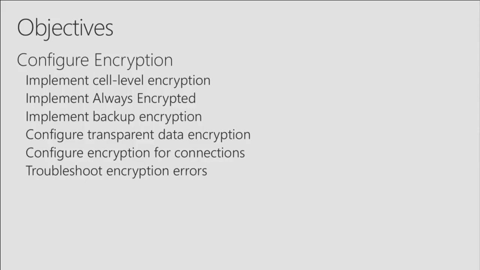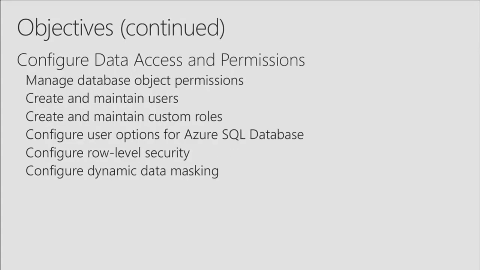So new, all shiny, big focus. The other ones in here, backup encryption, transparent data encryption. A lot of these just go back to previous versions of SQL, and they're all pretty good. So data access and permissions, we're looking at permissions, so users, custom roles. There's another couple in this one in 2016 that are brand new. So we get row-level security, dynamic data masking, right, as well.